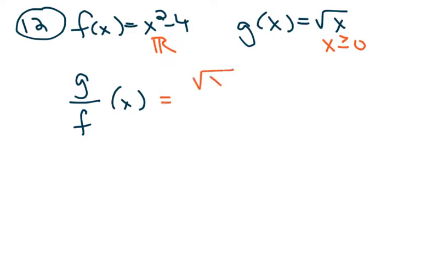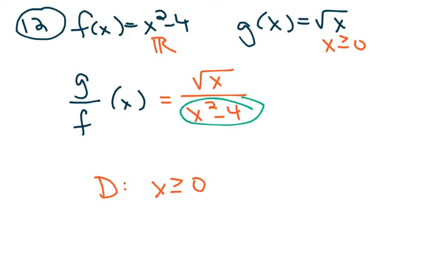Now, for the new domain, when you write these division problems, I told you that you need to worry about values that make the denominator 0. But because there was a domain restriction on the square root of x, that will be part of my new domain. So x will still be greater than or equal to 0. But we're also going to deal with the denominator. The denominator cannot be 0. So any numbers that make the denominator 0 don't work.